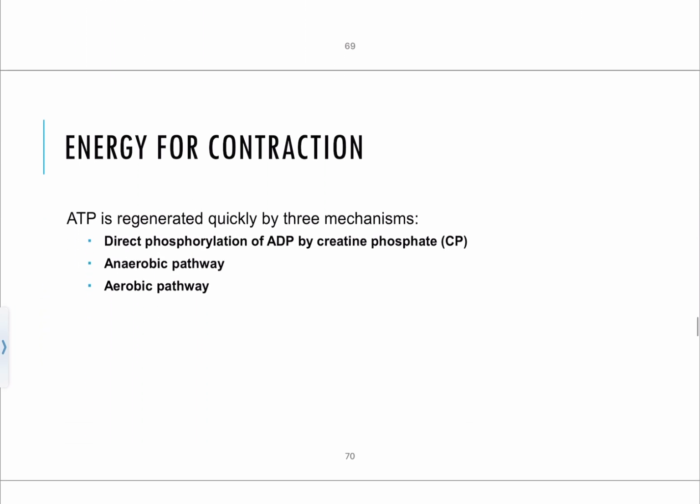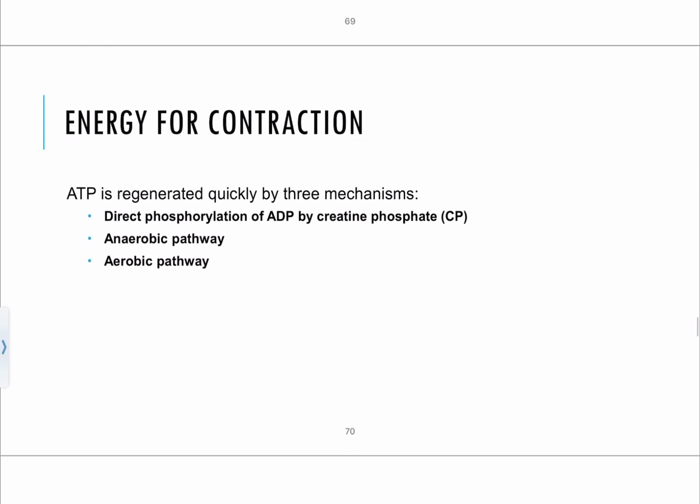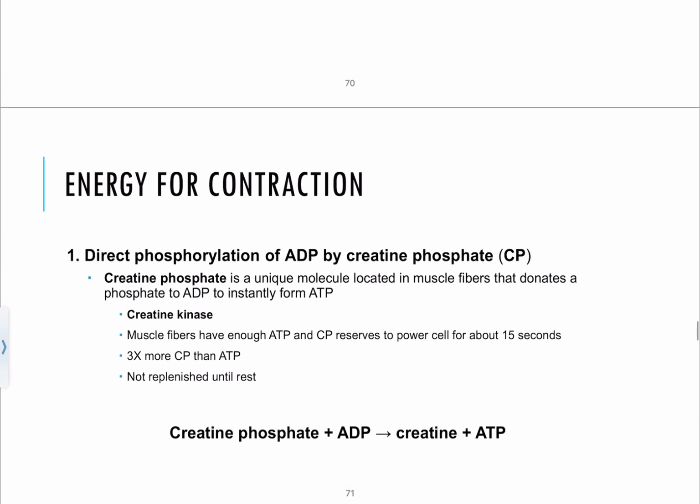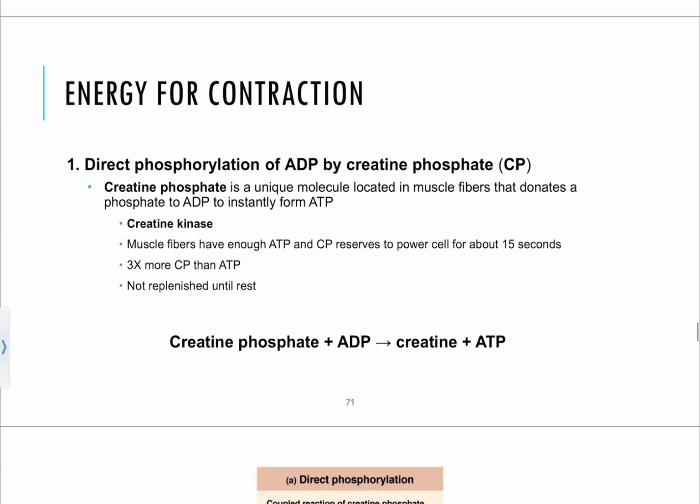So there's a couple different ways that we can regenerate it depending on the environment of the cell. We have direct phosphorylation of ADP into ATP by creatine phosphate, or CP. We have an anaerobic pathway, and then we have an aerobic pathway. So let's talk first about direct phosphorylation of ADP by creatine phosphate.